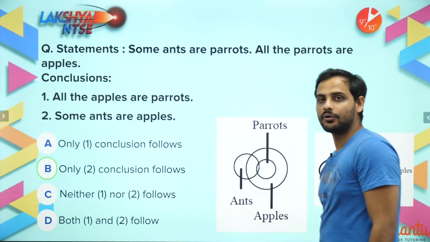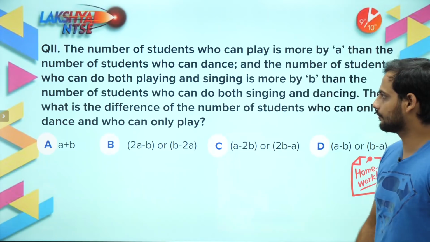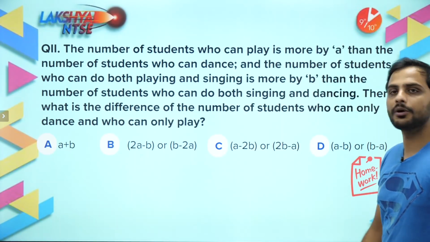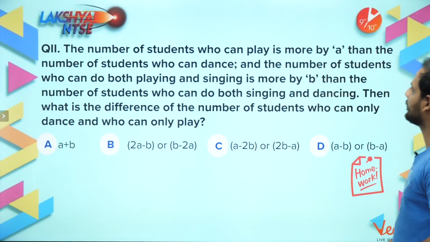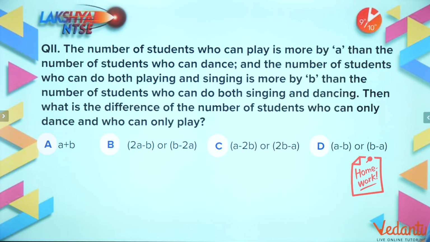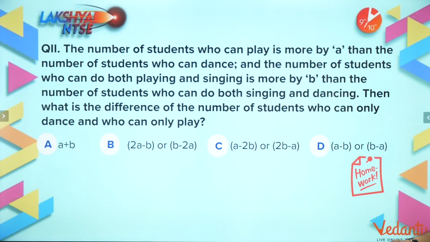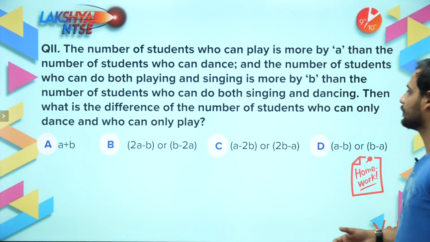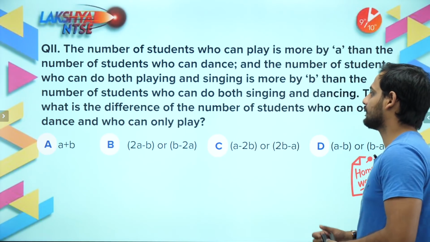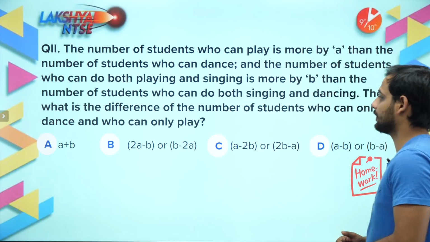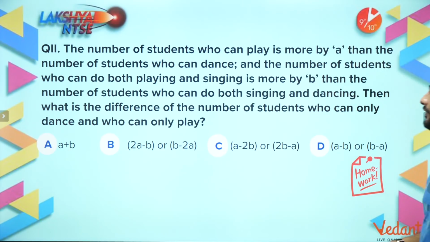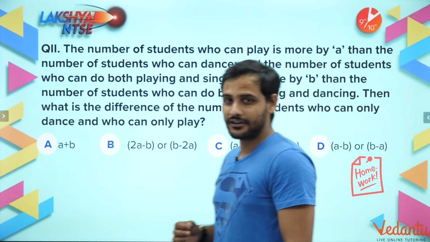So this is how you solve the Venn diagram questions. And this is your homework question. The number of students who can play is more by A than the number of students who can dance, and the number of students who can do both playing and singing is more by B than the number of students who can do both singing and dancing. Then what is the difference of the number of students who can only dance and who can only play? So this is a bit difficult question.